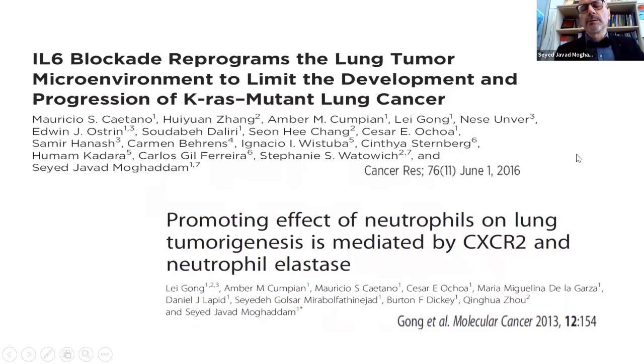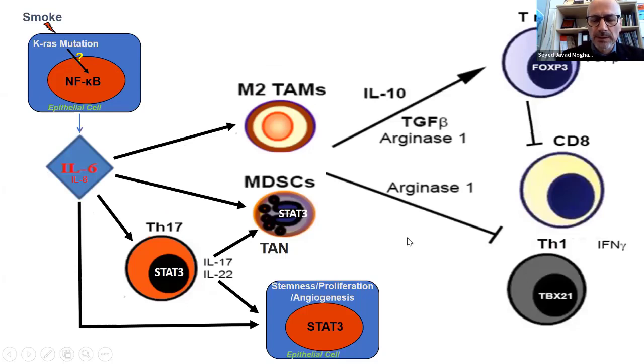We also showed that neutrophils have an important role in this process, because when we depleted the tumor of neutrophils, or targeted CXCR2, the receptor for the chemokine that attracts neutrophils, or targeted neutrophil elastase, which is an important factor produced by neutrophils, we were able to suppress tumorigenesis. This was also evident in our IL-17 study. When we targeted IL-17, we were able to reduce the number of neutrophils in that setting. And when we put the neutrophils back, we rescued the phenotype in that model, showing an important role for neutrophils in this process.